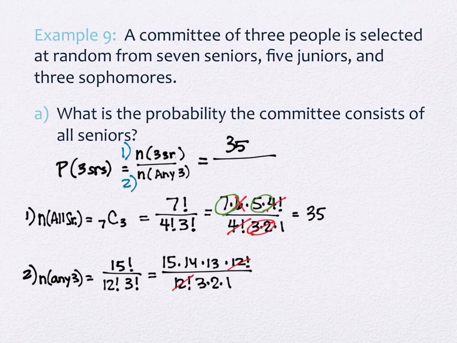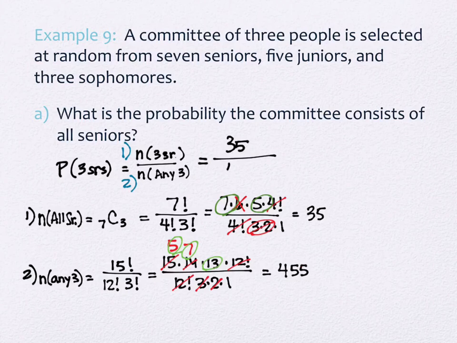How about the 3 and the 15 make 5, right? 2 and 14 give me 7. So I have 5, 7, and 13. What is that? 455.